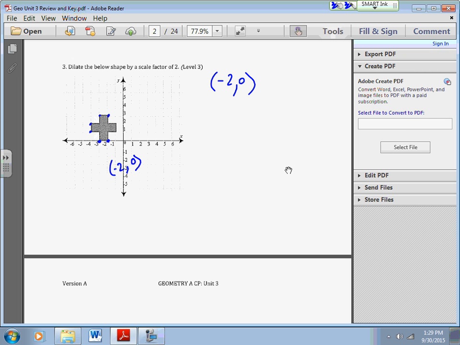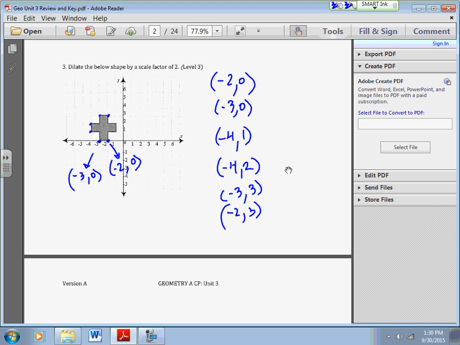So the one I just gave you, -2, 0, and -3, 0. Okay, do you guys see how I'm getting those coordinates? Yeah? Okay. And then the other ones I would get would be these corners over here, and those were -4, 1, -4, 2, and then -3, 3, and then -2, 3. And when I do the scale factor of 2, does everybody understand I'm multiplying everything by 2?